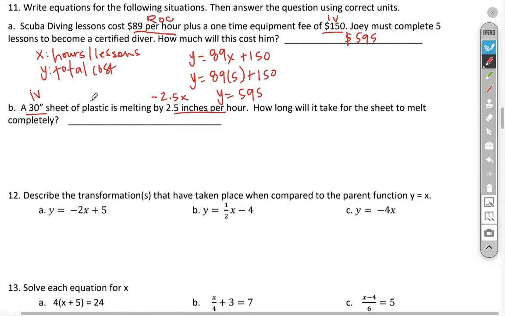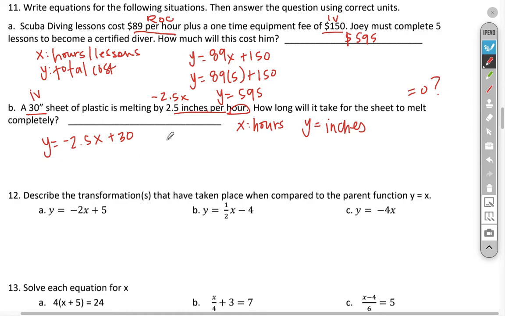So it wants to know how long will it take the sheet to melt completely, meaning we want to know when will it equal 0. Like all of it is gone. So let's set up our equation first. We're going to have negative 2.5x plus 30. All right, so then let's say, what do x and y equal here? X here equals hours. So this is inches per hour. This is what our x stands for. And then y is going to equal the total amount left, right? So the inches that are there. So we've got our equation.